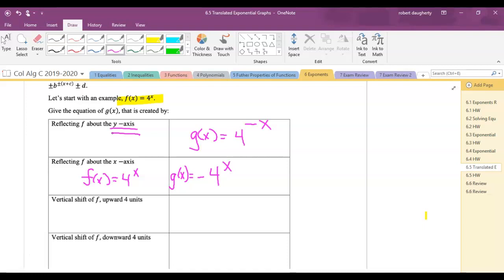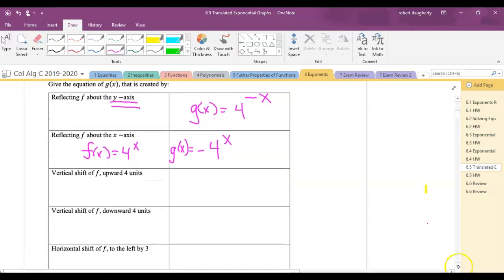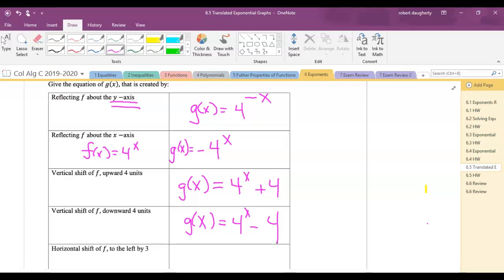Okay. Now, what would it take if g of x is moving it up by 4? What is this equation? To move it up 4, what is that? It's 4 to the x plus 4. That's f of x moved up by 4. What would it take to move it down by 4? 4 to the x minus 4. That takes that 4 to the x and moves it down 4. These are things we've done in the other problems that we've done.